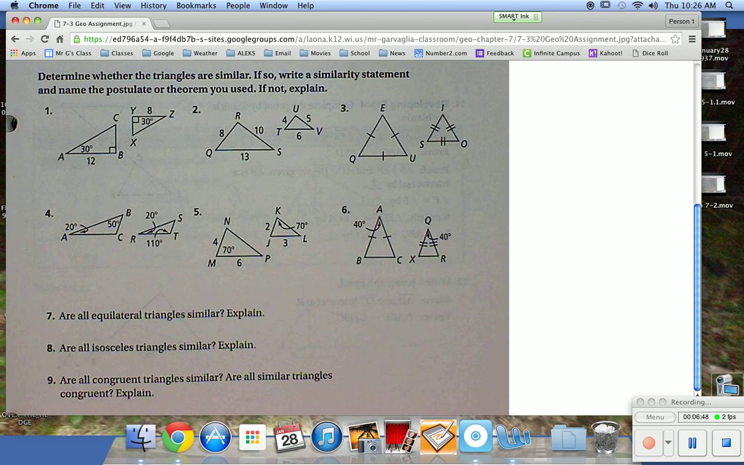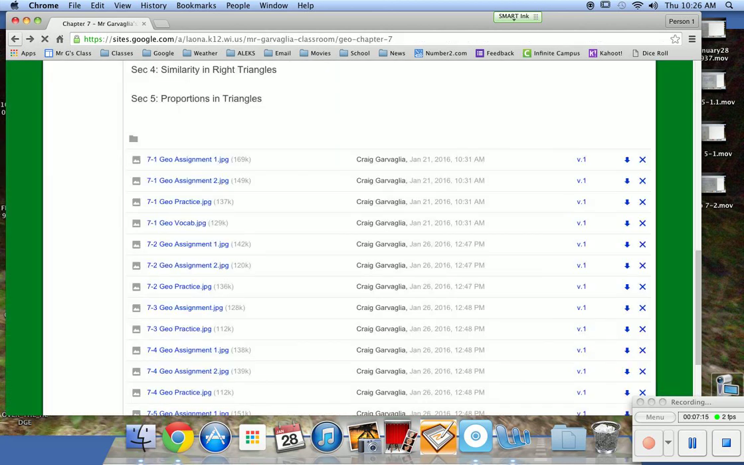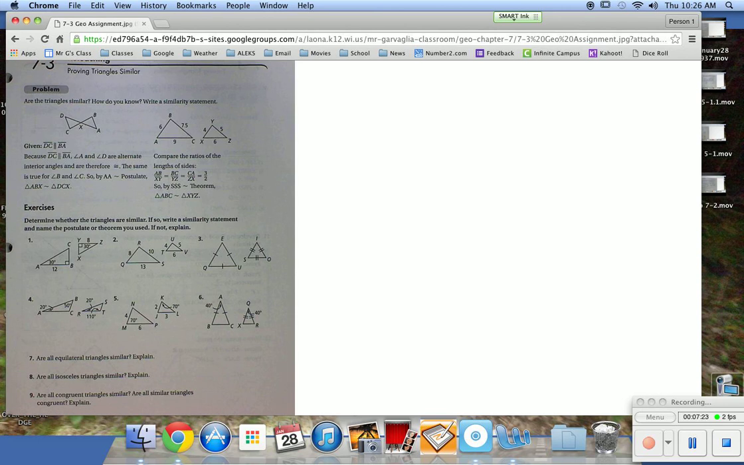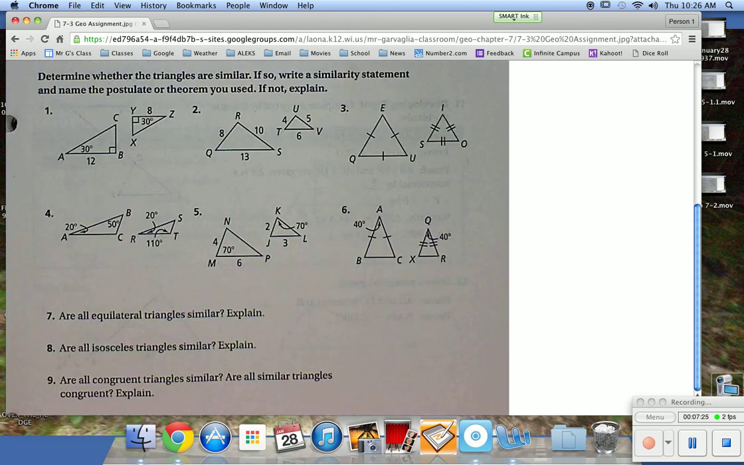You have these 3 to answer down here, and I want you to think about equilateral triangles. We just talked about that. Isosceles triangles. Can isosceles triangles be similar? Or are they similar all the time? And the last one, are all congruent triangles similar? All right? 7, 8, 9. So those are going to be more the word representation of it. Is that the only one? Well, you guys got off easy. All right? That's what you got.